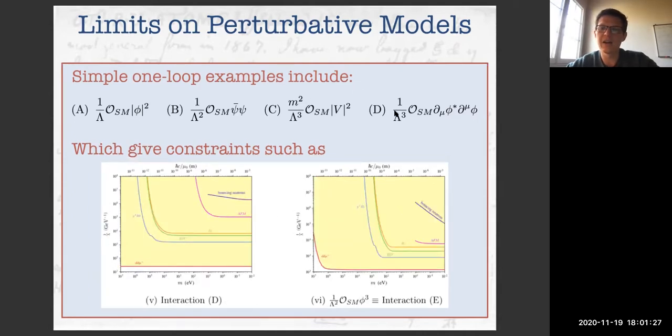But then as you go to higher and higher dimension operators, so this is interaction D, which is this one here with the derivatives, or this interaction where you have a two loop exchange, so you have three scalars. What we see is that these experiments here, the molecular spectroscopy, because they're the shortest range ones, are the most sensitive, because these are higher dimension operators, so they become more and more important as you go to smaller scales, to higher energies, they grow faster. So for these sorts of models, that's the way it scales.